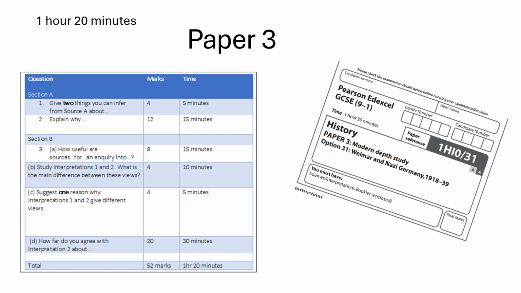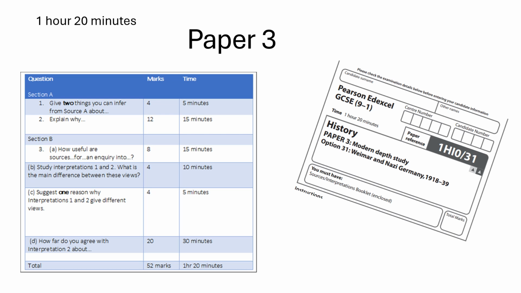Section B revolves around two interpretations and two sources, which will be in a separate booklet that you will have alongside your answer booklet. And you're asked to decide how useful sources are, the difference between two interpretations, one reason why they are different, and how far you agree with interpretation two. So just spend some time familiarising yourself with the layout of the paper and how long you should spend on each question, please.